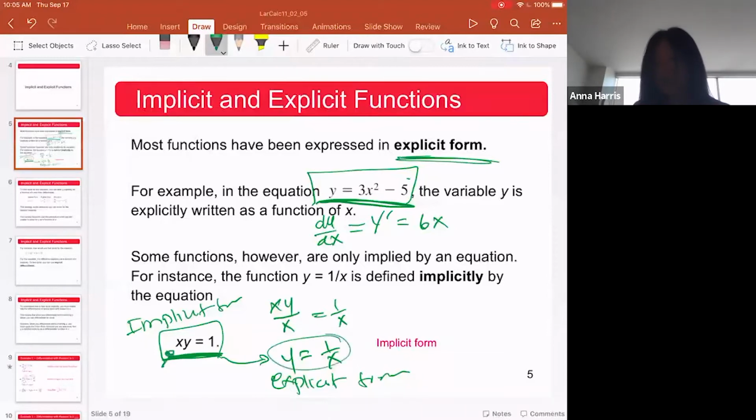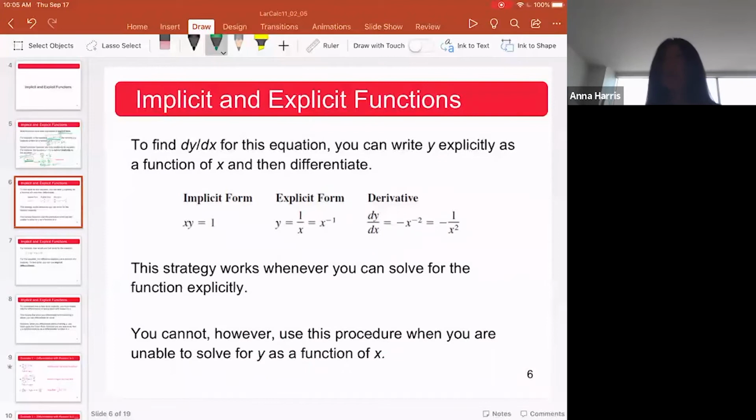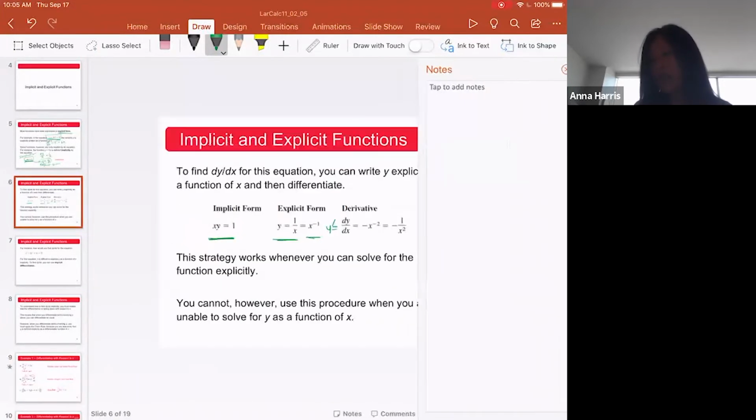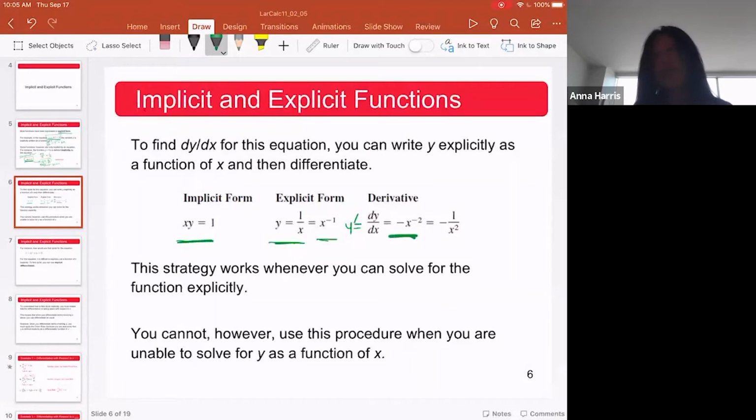So I can take a derivative of this the explicit way. You can rewrite this problem as x to the negative 1 power, and you can take a derivative. dy dx is the same as y prime. You bring down the power, so you get negative 1 times x to the negative 2 power, which is the same as this. That's great. So yes, I can change some implicit forms into explicit form, but that's not always the case.